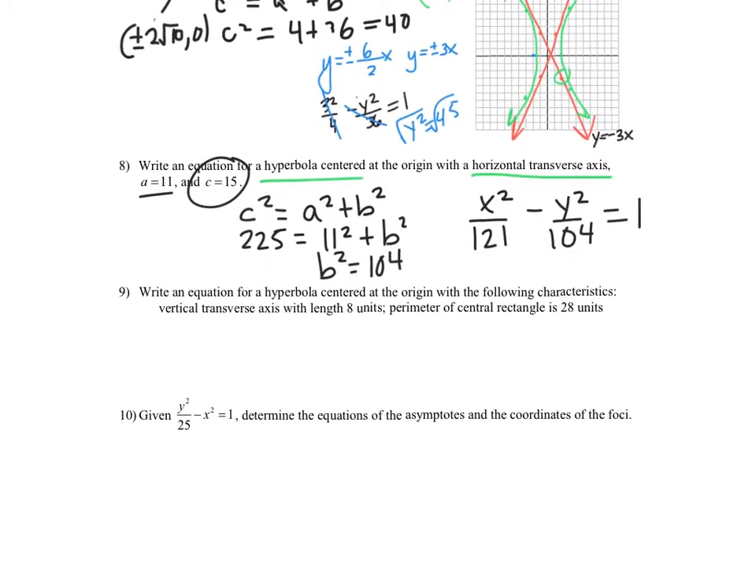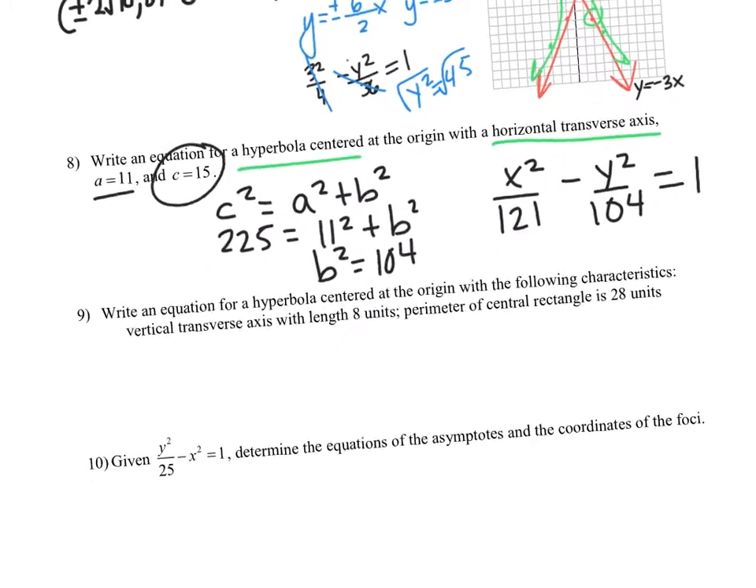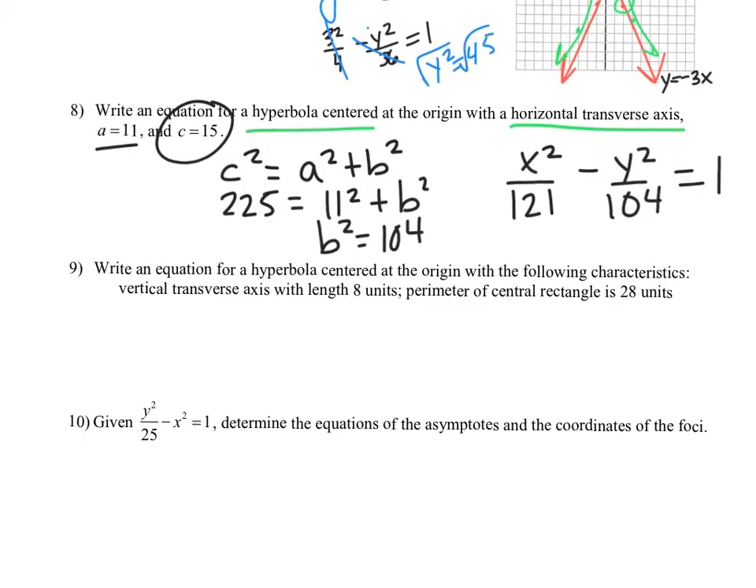Okay, number 9. Write an equation for a hyperbola centered at the origin with the following characteristics. A vertical axis with length of 8. That means it's going up and down, so I know it's going to be y squared minus x squared equals 1. If it has a length of 8, that means this is going to be 4 and this is going to be negative 4.